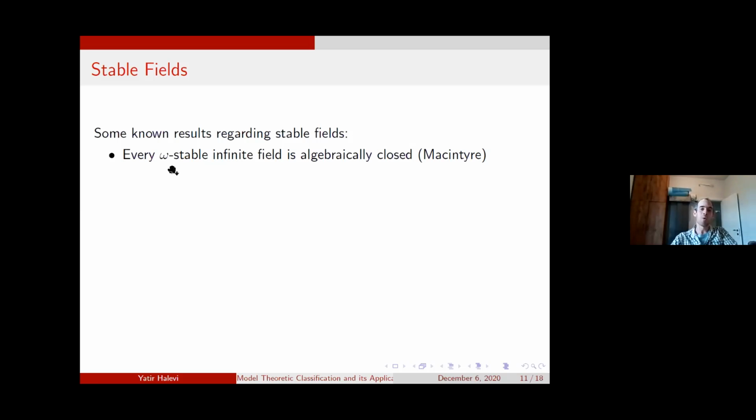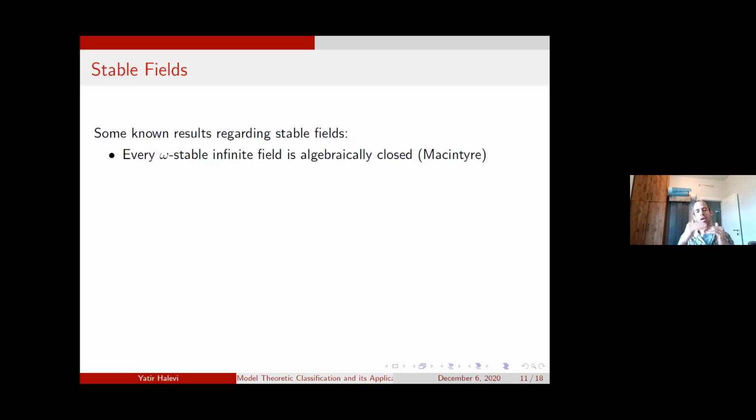McIntyre in the 70s showed that if you have this kind of dimension around, the field must be algebraically closed. Now, how did he show it? He showed that as a consequence of this assumption, the map sending x to x to the n, the power map, and the Artin-Schreier map must be onto for any such field.